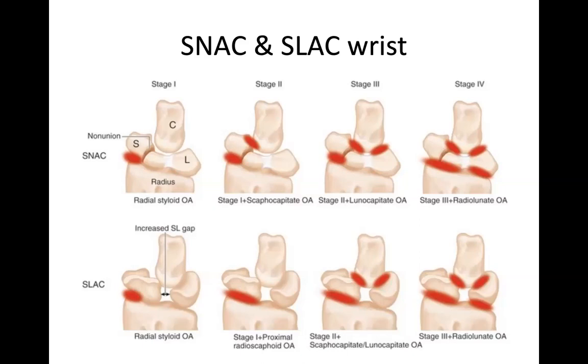SLAC is slightly different. So stage 1 is pretty similar. It's between the radiostyloid and the distal scaphoid. Stage 2 is where it spreads to involve the whole scaphoid fossa. And then stage 3 is similar to SNAC, where the capitate migrates proximally and you get capitolunate and scaphocapitate OA. And then stage 4 again is pan-carpal OA.